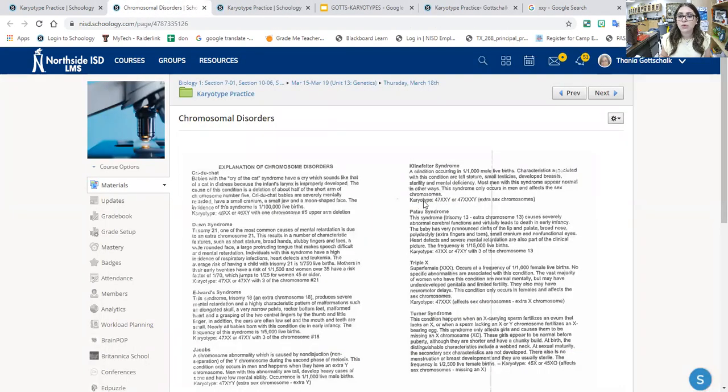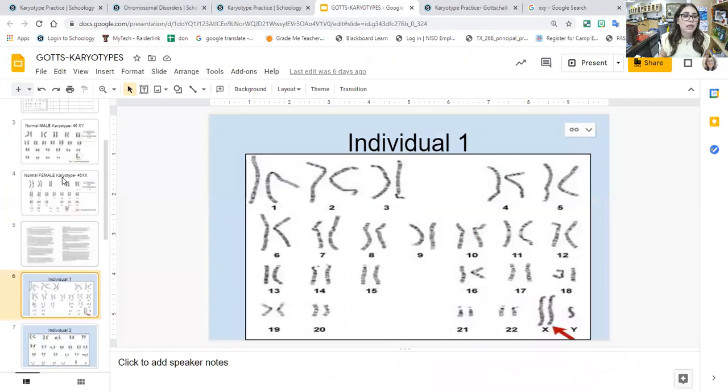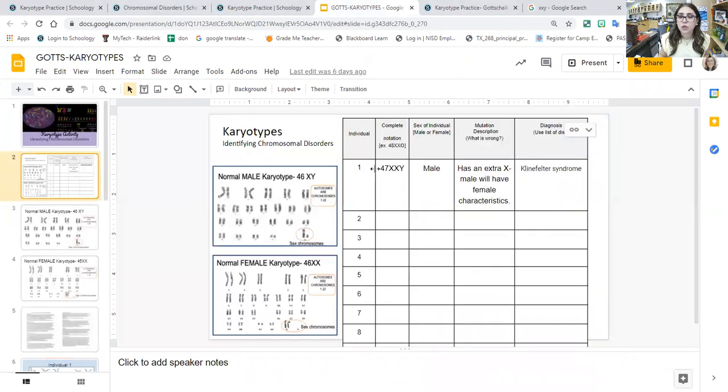Your notation is going to be at the bottom of the syndrome. So don't be anxious when it comes to like, I don't know the actual mutation. It's fine. You're going to be okay. So here, obviously, it's going to be 47XXY. So that is what I listed in my chart, 47XXY.